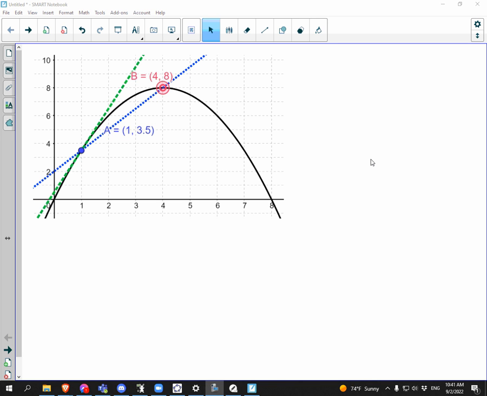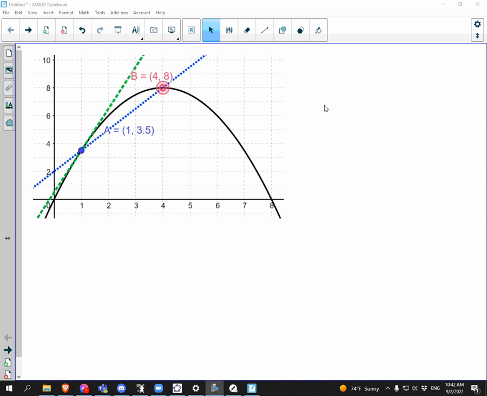Okay, so here we are looking at a quadratic function, a parabola opening downward, with two lines. One line is intersecting the function twice, and the green line is just grazing the quadratic function, intersecting it only once. We call this blue line a secant line, and we call the green line a tangent line.